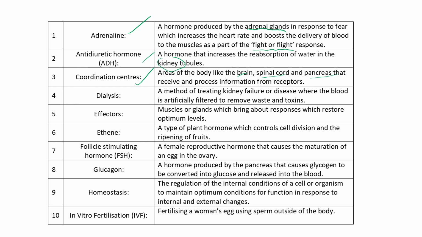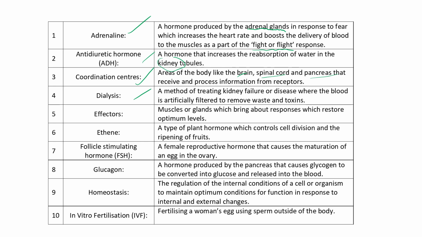A method of treating kidney failure. So if your kidneys don't work, you need to have a machine that will take all the rubbish out of your blood, like urea. Okay, where the blood is artificially filtered to remove waste and toxins. Dialysis, kidney dialysis.